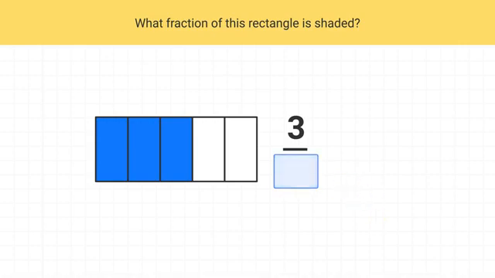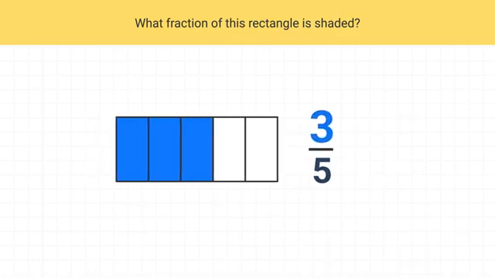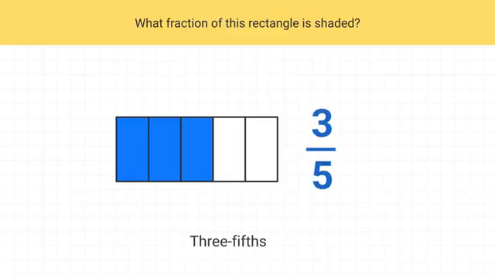Next, what number should I put down here? The bottom number of a fraction tells us how many pieces are in the whole shape. We can see it takes 1, 2, 3, 4, 5 pieces to make the entire rectangle. So I write the number 5 down here. What is this number called? This is called the denominator. There you have it. My fraction is 3/5, which we can read as 3/5.